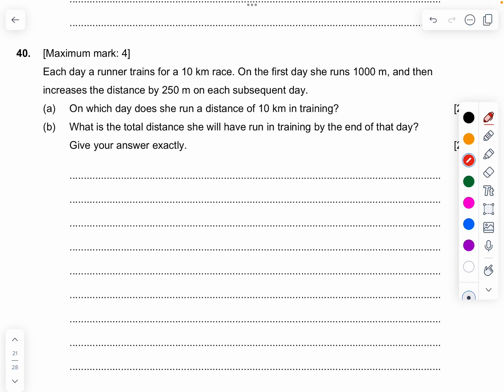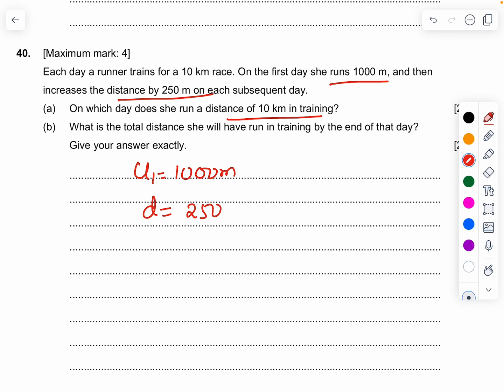Each day a runner trains for a 10 kilometers race. On the first day, she runs 1000 meters. So 1000 meters is U1. Then she increases by 250, so the common difference is 250. On which day did she run 10 kilometers in the training?